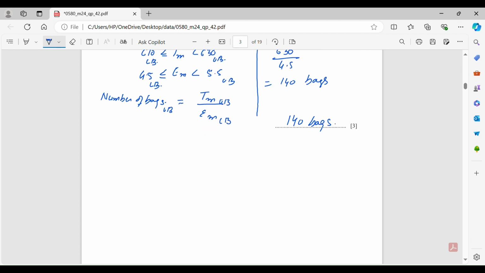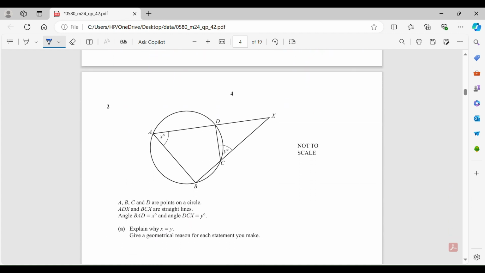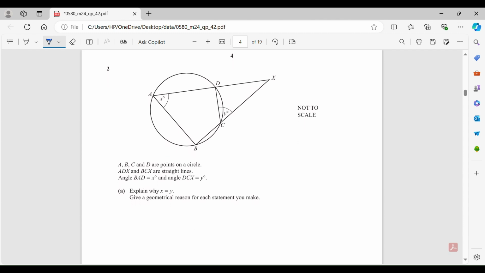Next, question number 2. A, B, C, D are points on a circle. ADX and BCX are straight lines. The angle BAD is x and DCX is y. Explain why x is equal to y. Give a geometrical reason for each statement you make. Okay, so x is equal to y. We need to prove that.